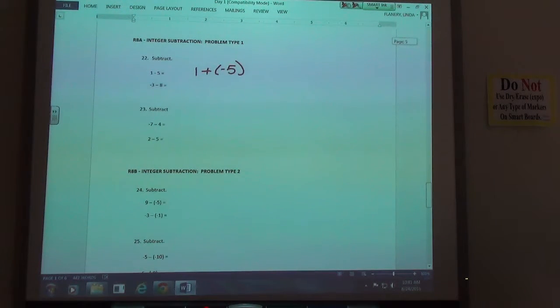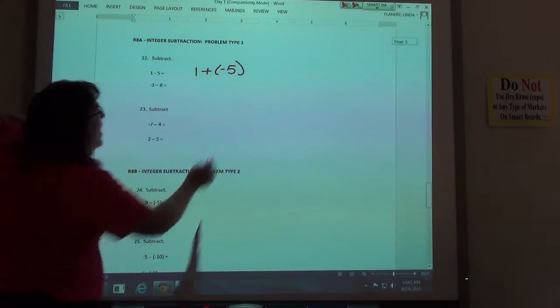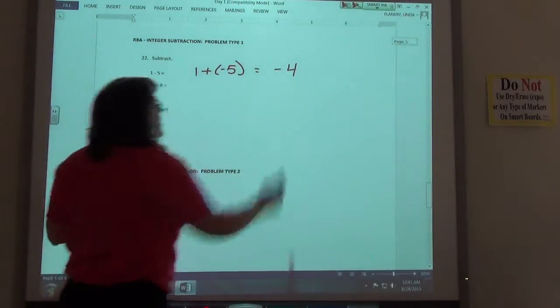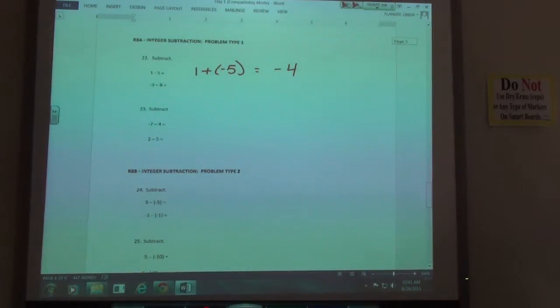I'm thinking of this the same way I think of adding. Look at your signs. One is positive and one is negative, right? Because there's a negative in front of that 5. So my rule is to subtract and take the sign of the larger one. 1 minus 5 is going to give me -4, right? My bigger one was negative and I have to subtract.